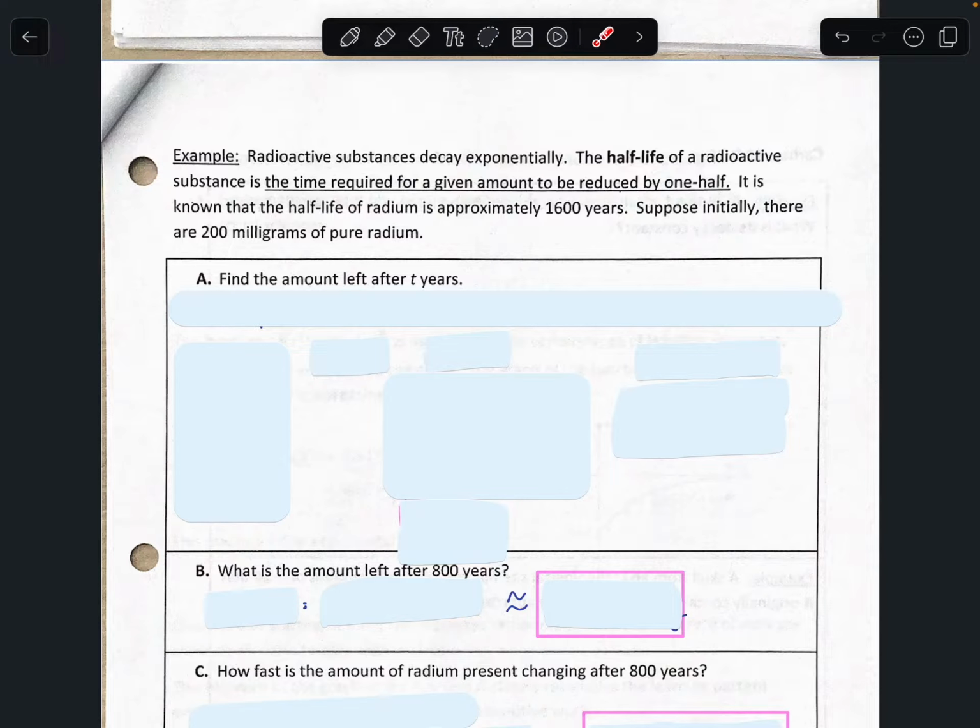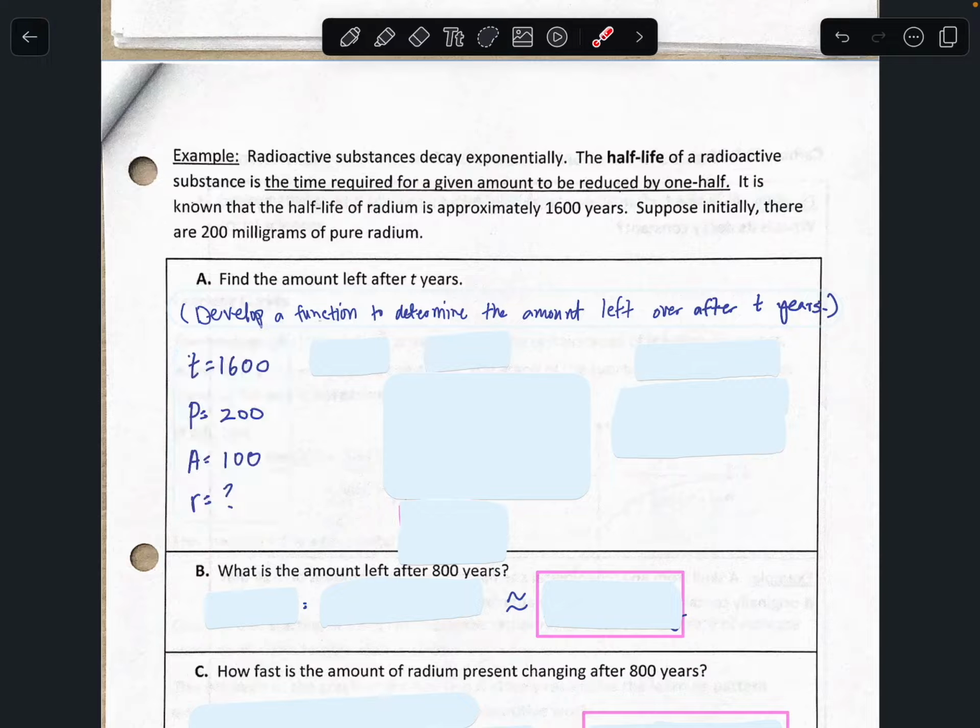So we are starting with an initial amount of 200 milligrams. And again, first we want to develop a function to determine the amount left over after t amount of years. From looking at the problem that we have, we can see that t is 1,600, P is 200, A is 100, and again, r is missing. So the first thing that we're going to do is find r by plugging everything into the APERT function.